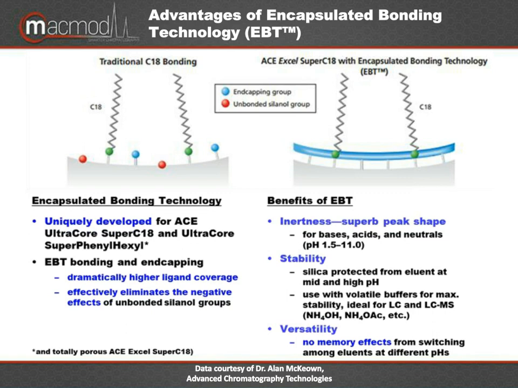The other really nice feature of these packing materials is that you don't see any memory effects or hysteresis from switching between eluents at different pHs. So you can move from low pH to high pH, back to low pH, back to high pH, and the columns still perform nicely and consistently.